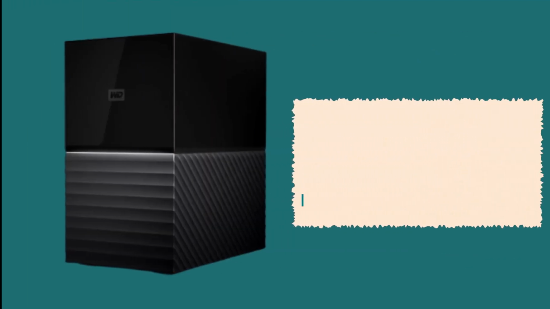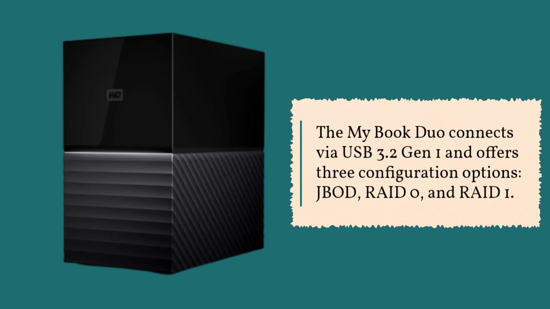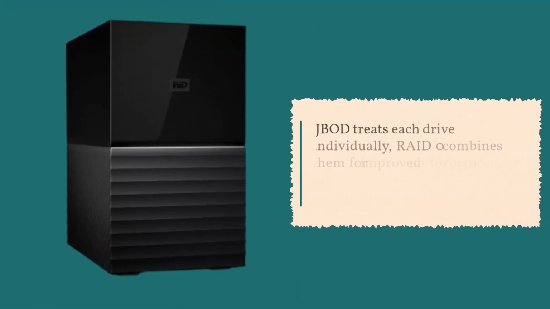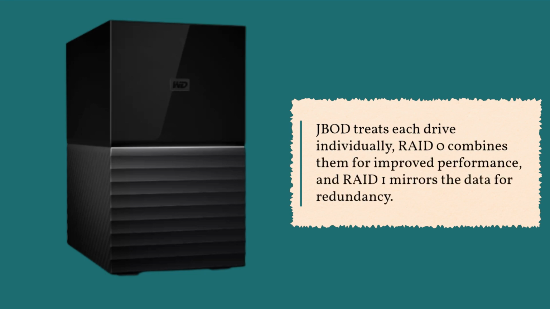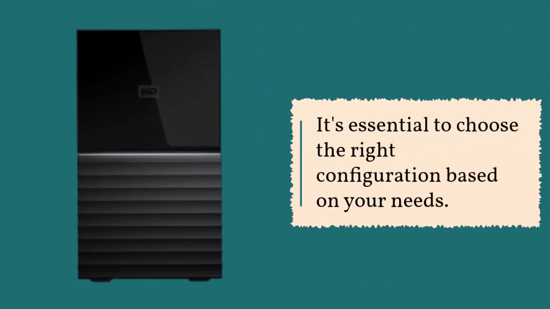The MyBook Duo connects via USB 3.2 Gen 1 and offers three configuration options: JBOD, RAID 0, and RAID 1. JBOD treats each drive individually, RAID 0 combines them for improved performance, and RAID 1 mirrors the data for redundancy. It's essential to choose the right configuration based on your needs.